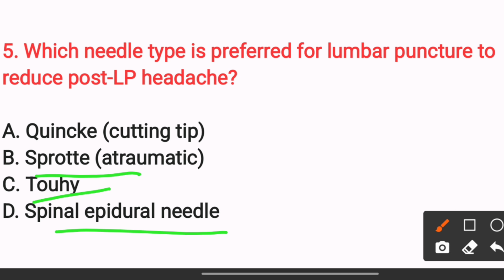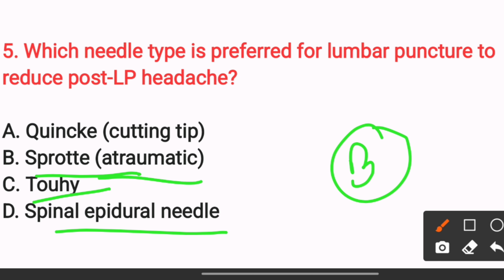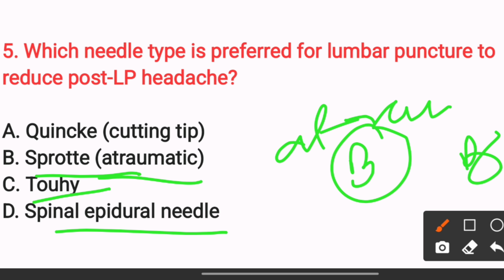The answer is option B, atraumatic or Sprotte needle, because atraumatic needles reduce the dural trauma and lower the incidence of post LP headache. So we use the atraumatic needle. So the answer is option B.